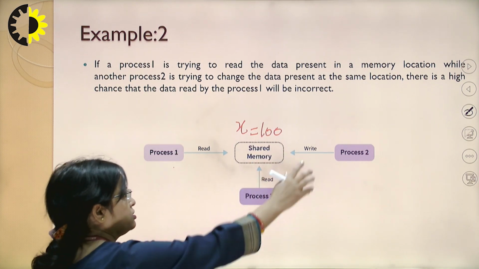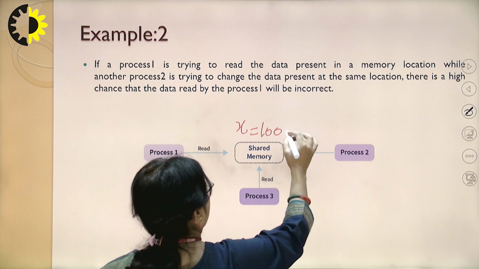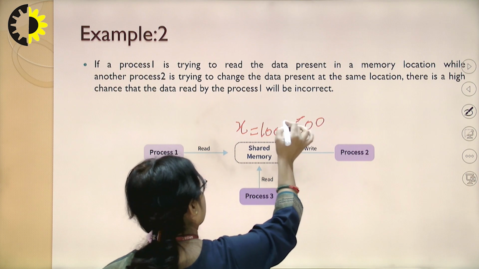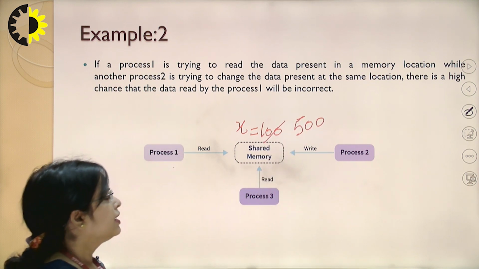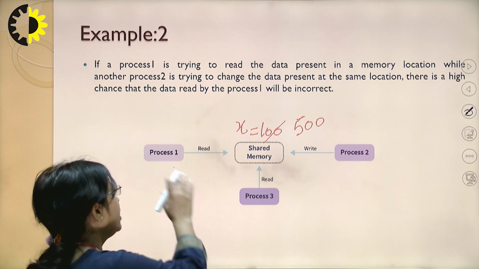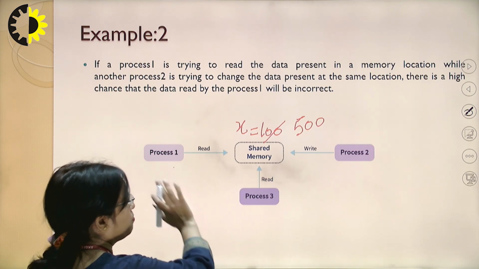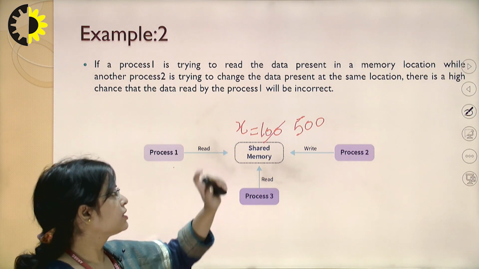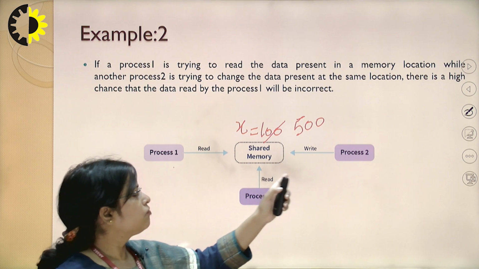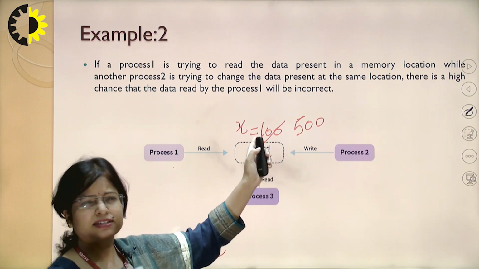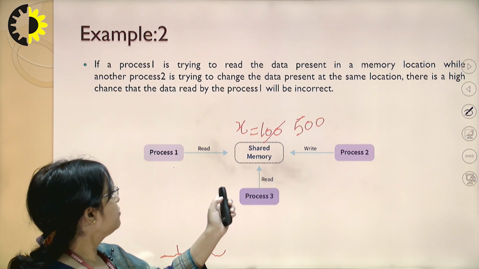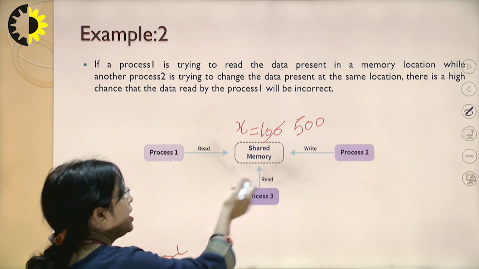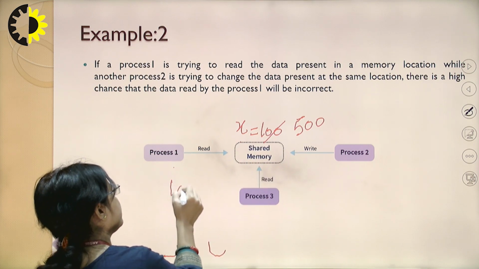Process 2 just updates the value of X from 100 to 500. While process 2 is performing the write operation on X, it takes some time. Meanwhile, process 1 and process 3 simultaneously read the value of X, and both show the result 100.